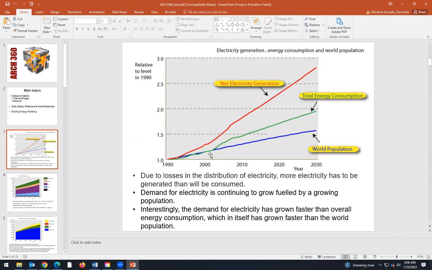So we know that the world population is growing. We are here around 2023, and the projection by 2030 is that the world population is going to increase, but the energy consumption is increasing even more. So the slope of this line is steeper because the growth of the energy consumption surpasses the growth of the world population.